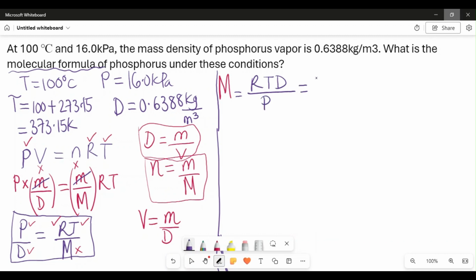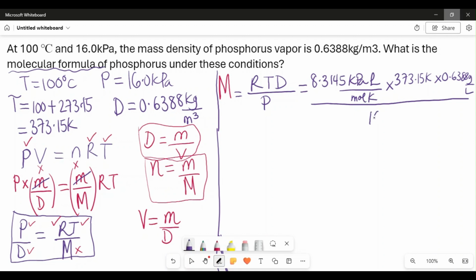We're going to use the gas constant 8.3145 because the units match properly in this question. So kPa times liter divided by mole Kelvin, times temperature 373.15 Kelvin, times density 0.6388 gram per liter. All of that information divided by pressure, which is 16.0 kilopascal. So we're going to cancel out kilopascal, kilopascal, cancel out Kelvin, Kelvin, cancel out liters, liters. So you put all of this information in your calculator.